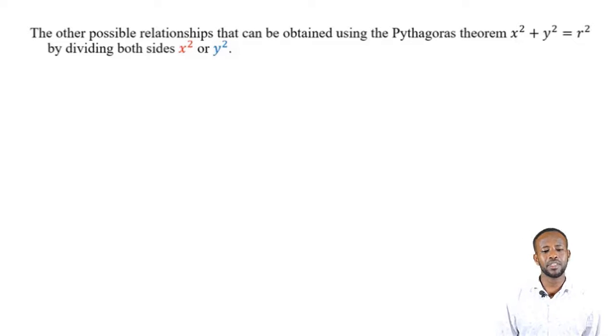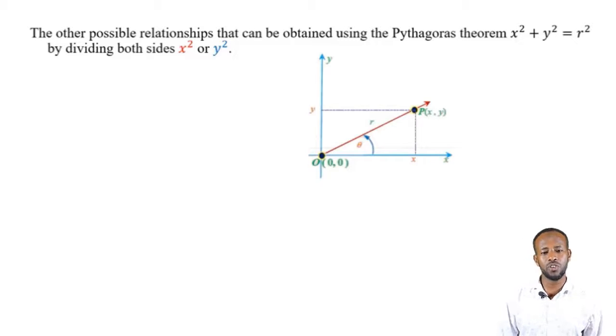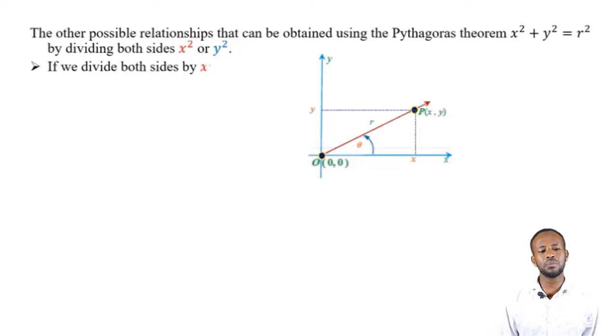Now let us see. This is our graph. Let us not forget, this is the figure. So based on this figure, we will remember what function stands for the division we get. Now, if we divide both sides by x square, what will we have? We have the following: x square over x square, plus y square over x square, equals r square over x square. Isn't it?